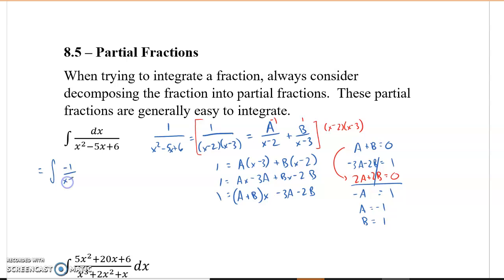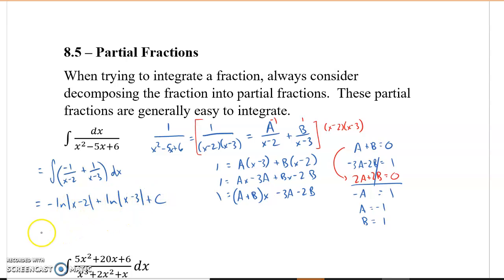-1 over x minus 2 plus 1 over x minus 3. And it's not a bad idea to quickly add these together and make sure that you do in fact get back to the original, but we should if we didn't make a mistake. And then this becomes two simple integration problems. We've got -1 times the natural log of the absolute value of x minus 2 plus 1 times the natural log of the absolute value of x minus 3. And that's a perfectly acceptable answer.